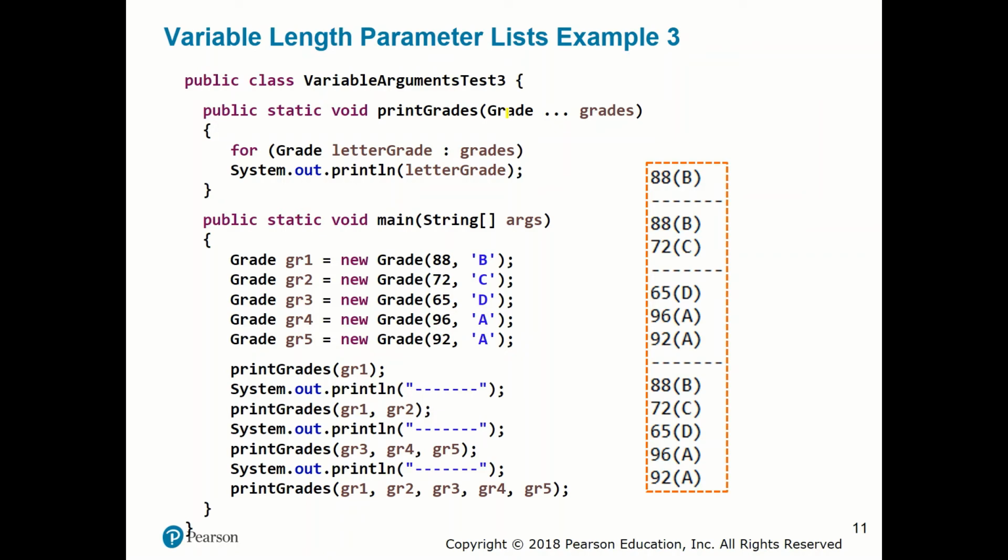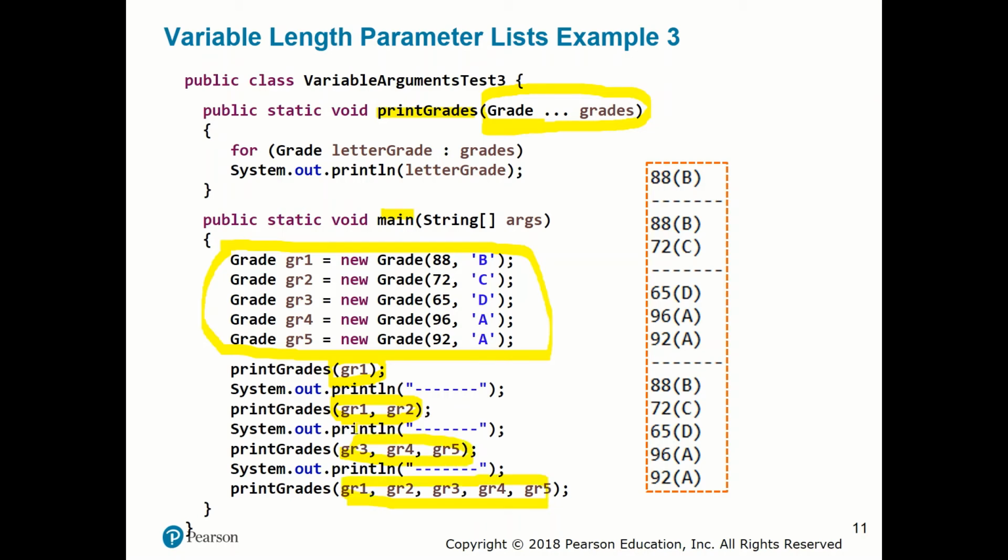In this class, there is a printGrades method that has a variable length parameter. At this time, the parameters are objects of the Grade class. And in main, 5 grade objects are created like this. And then the printGrades method is called with just one object. And here 2 objects, 3 objects, and 5 objects.